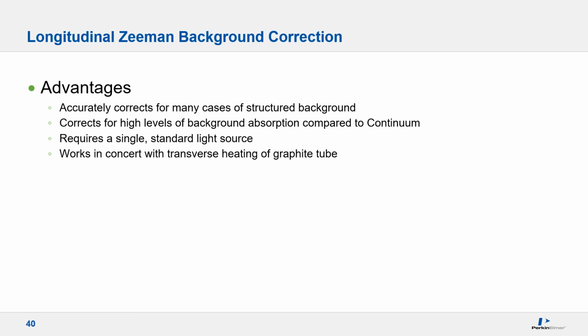In summary, Zeeman correction is measured from a single source, eliminating any intensity matching and alignment issues, with the same spectral resolution that can correct for higher levels of background, including that containing any structure such as molecular bands. From a technological viewpoint, longitudinal Zeeman works in concert with transverse heating, which eliminates the cool ends of the tube to enhance graphite furnace performance to the next level. However, it is very important to note at this point that full STPF compliance can be accomplished with either Zeeman or continuum based on the sample matrix.